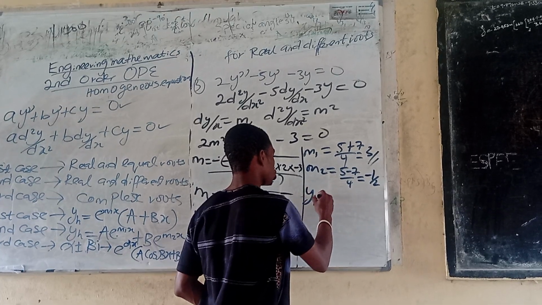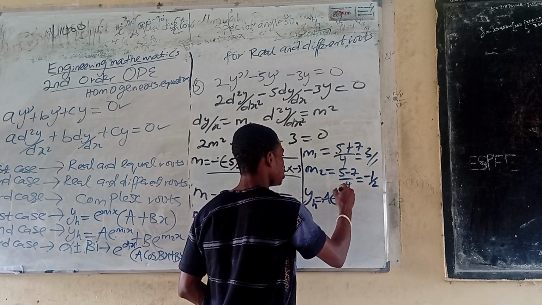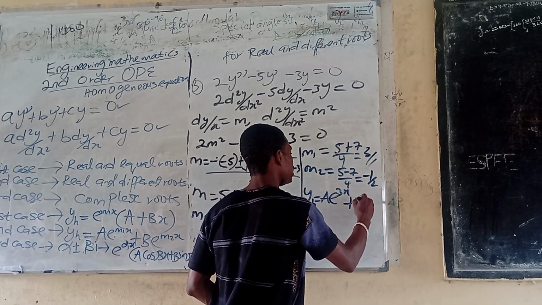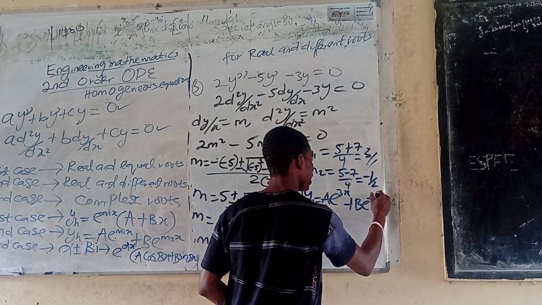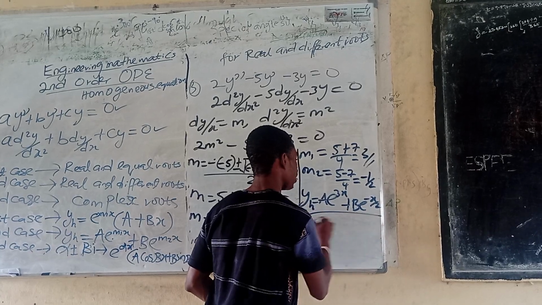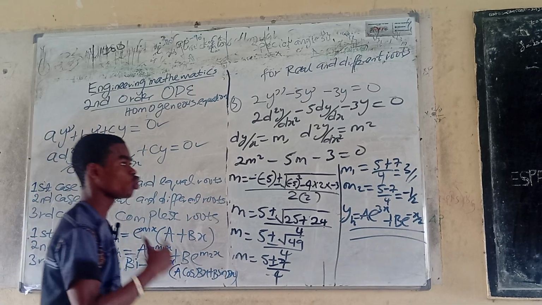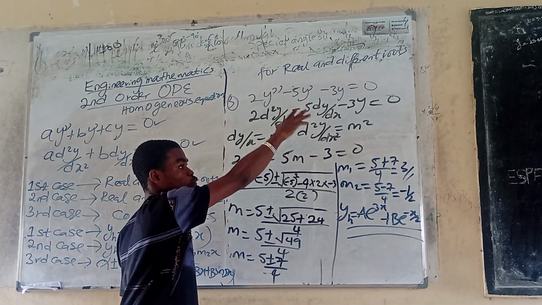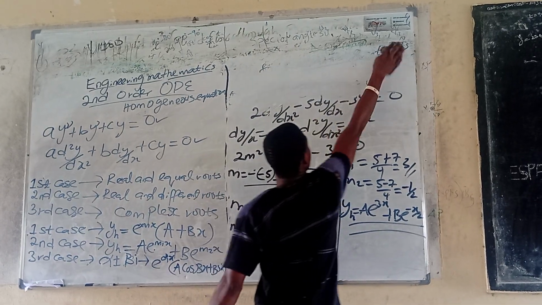So y homogeneous will be equal to a exponential m1, where m1 is 3, so 3x, plus b exponential m2, where m2 is minus 1 over 2, so that's minus x over 2. So this is the general solution to the question. We'll go ahead and solve an example for complex roots.